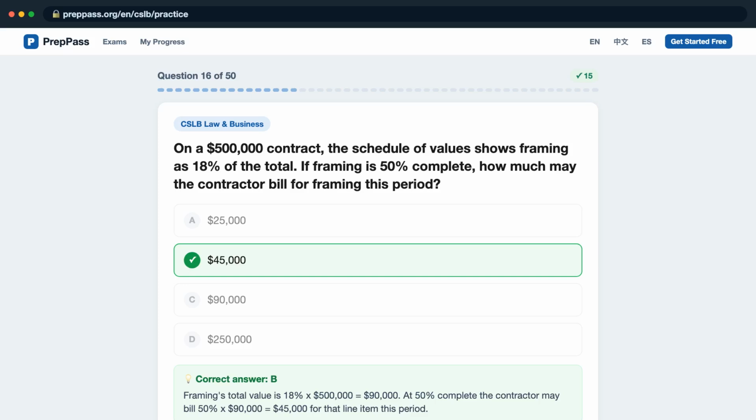Framing's total value is 18% x $500,000 equals $90,000. At 50% complete, the contractor may bill 50% x $90,000 equals $45,000 for that line item this period.